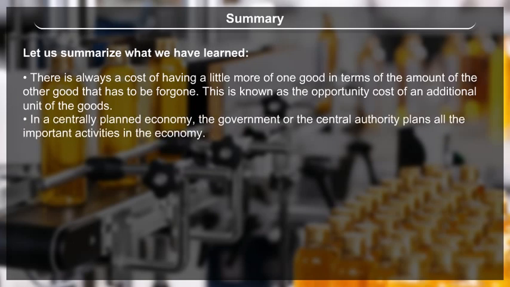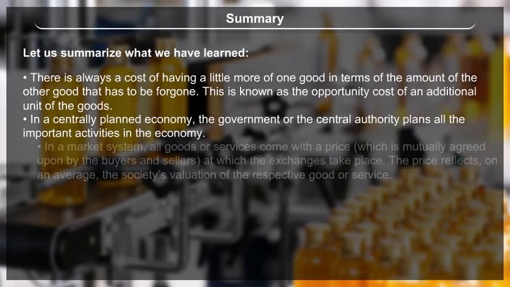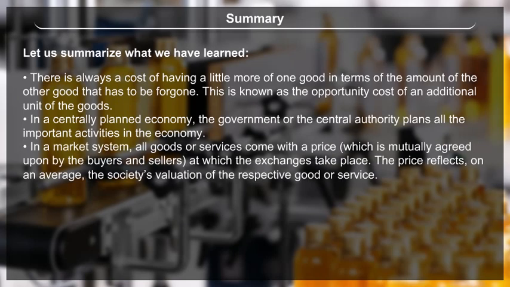In a centrally planned economy, the government or the central authority plans all the important activities in the economy. In a market system, all goods or services come with a price, which is mutually agreed upon by the buyers and sellers, at which the exchanges take place. The price reflects, on average, the society's valuation of the respective good or service.